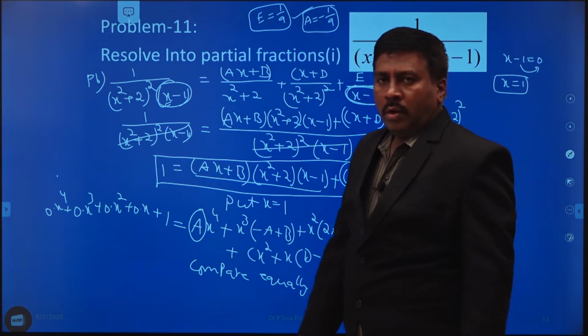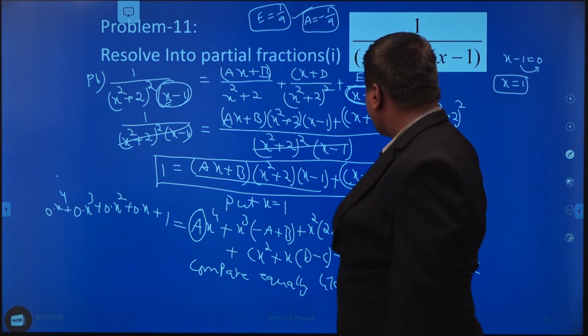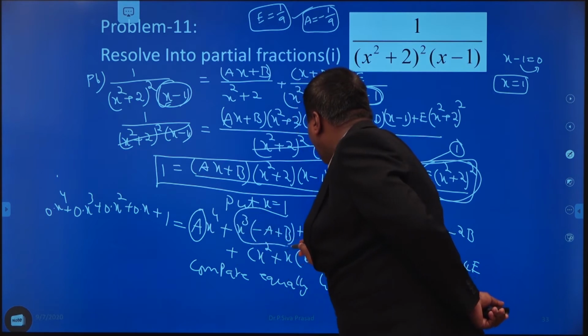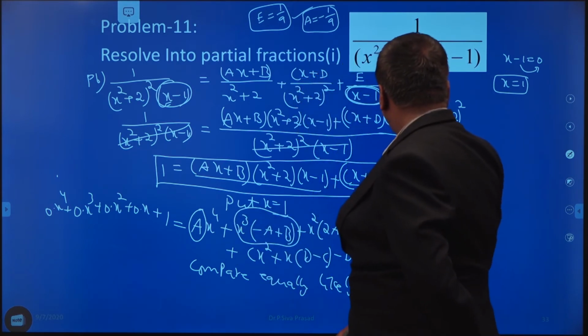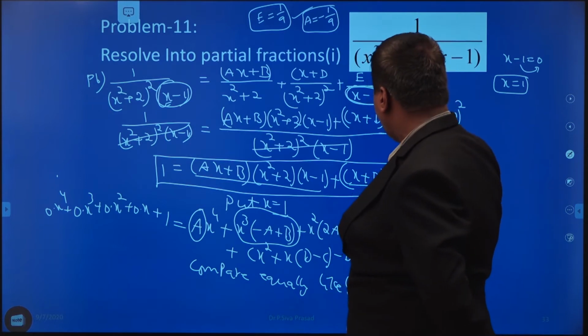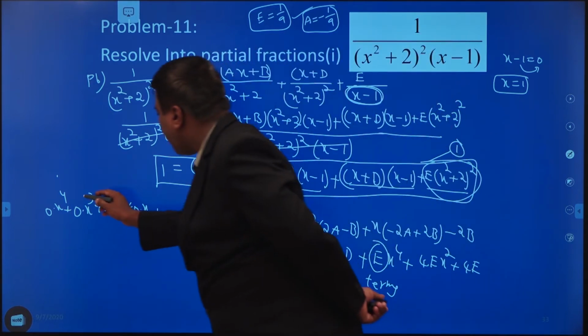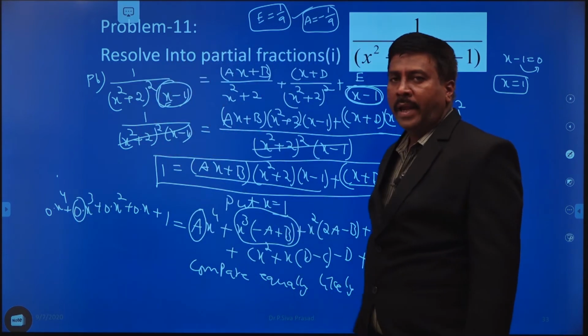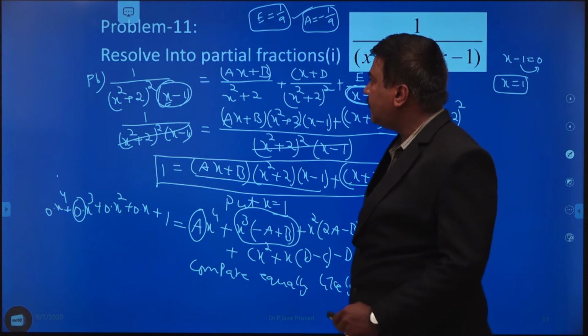Now compare the coefficient of x cube term. This one has to be the x cube term, and the remaining terms are not added. So in the left hand side that value is 0. Then automatically we will get minus of a plus b is equal to 0.